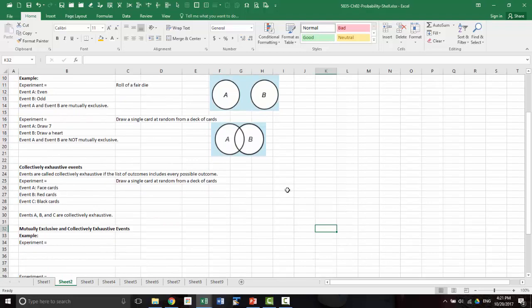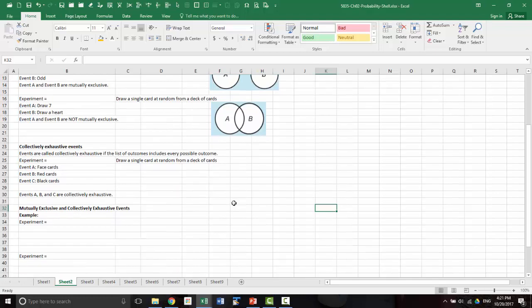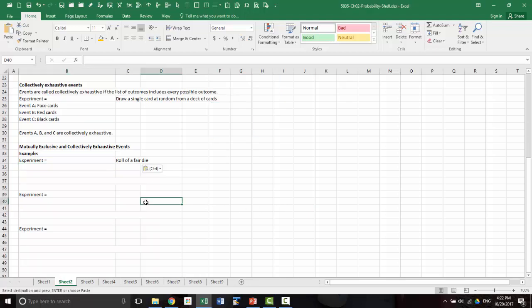Now when we put these two concepts together, we get what is called mutually exclusive and collectively exhaustive events. This is a very important concept that we will be coming back to in Bayes' theorem. So let's look at an example here. We have an experiment which is the roll of a die. Now we'll define an event A as even, and event B as odd.